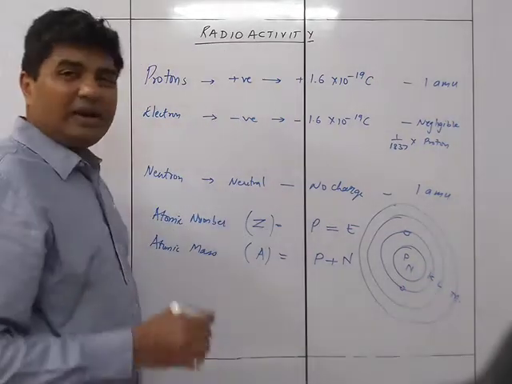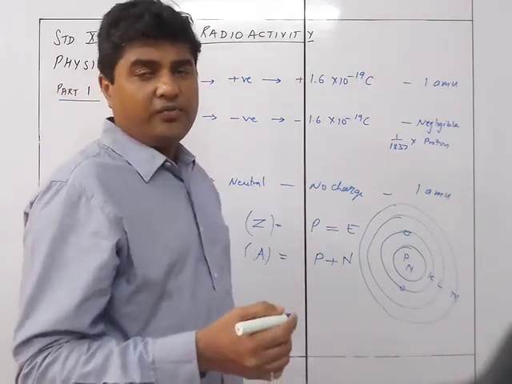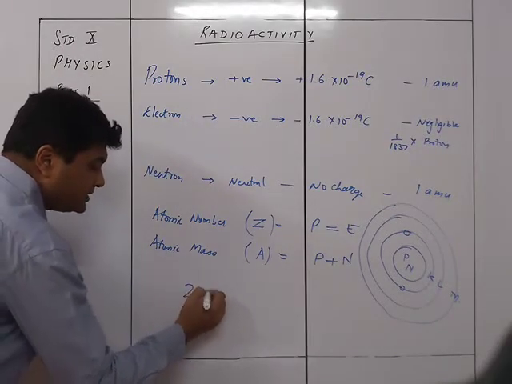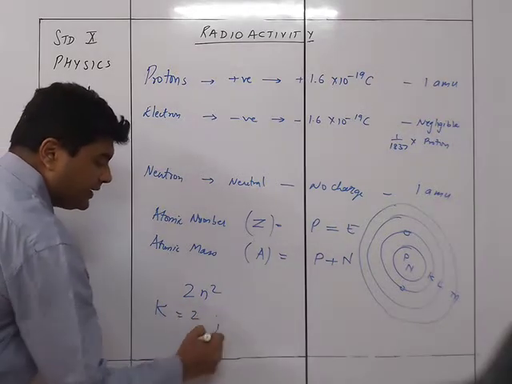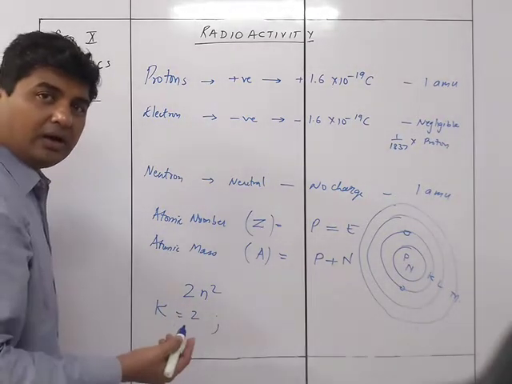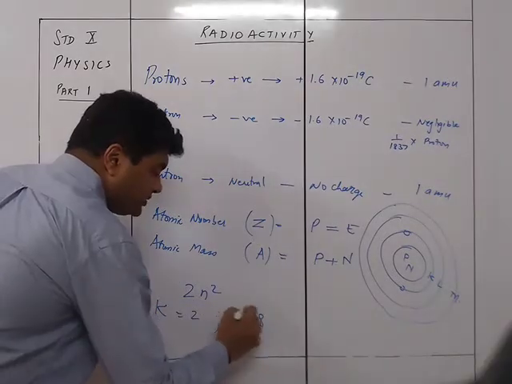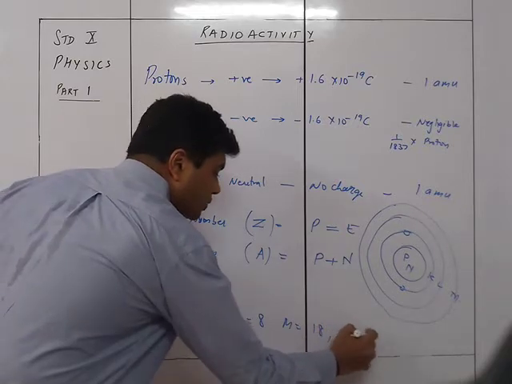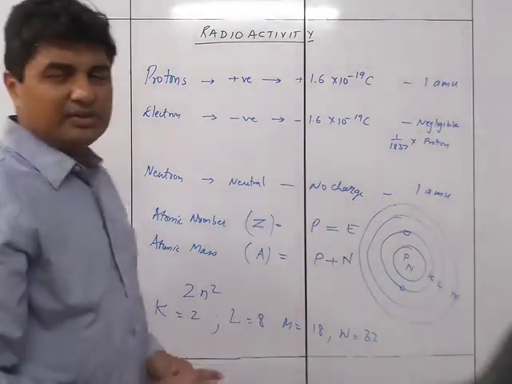And the number of electrons which can be there in any particular shell of an atom is given by the formula 2n squared. Therefore, K will have 2 electrons as the maximum number of electrons in the orbit, L will have 8 electrons, M will have 18 electrons, N will have 32 electrons and so on. So that is what we have in this particular part.